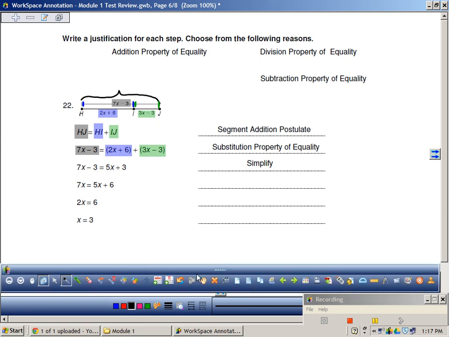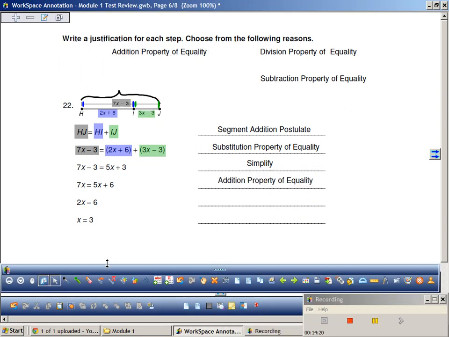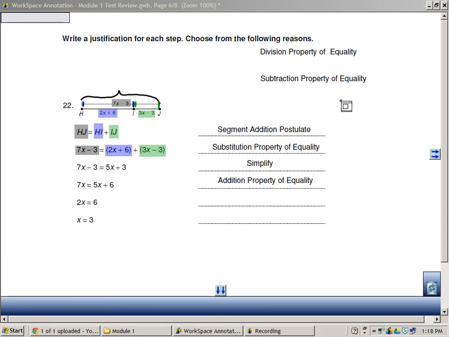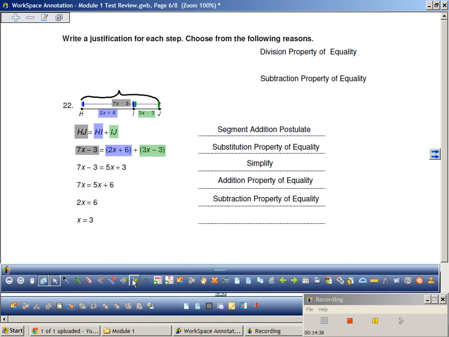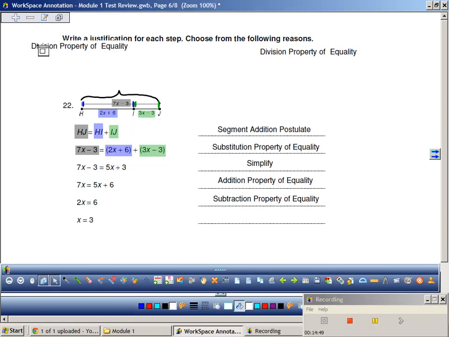Add 3 to both sides. So that would be addition property of equality. What about to get from this one to this one? From here to here? Subtraction. Jumping the gun, right? And then finally, division. Not so hard now?